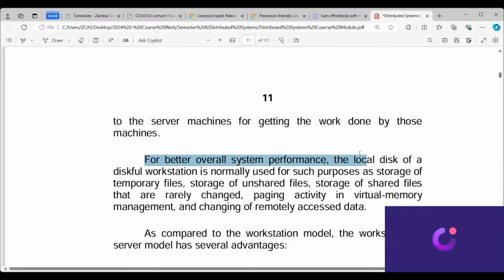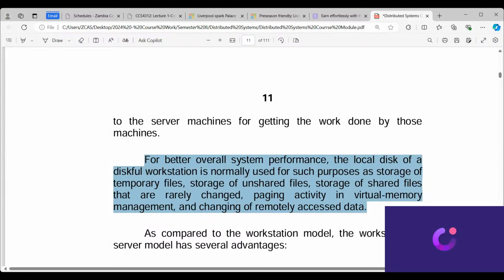For better overall system performance, the local disk of a diskful workstation is normally used for such purposes as storage of temporary files, storage of shared files that are rarely changed, paging activities in virtual memory management, and caching of remotely accessed data. So this is performed on a local machine or local workstation disk.